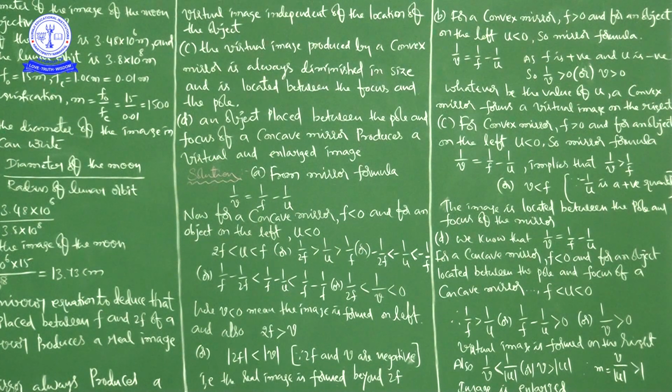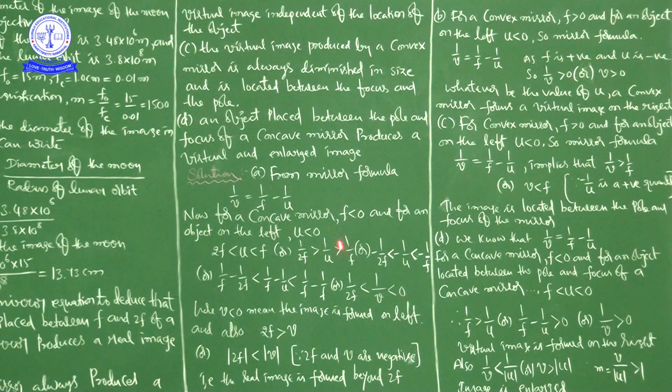So first we are going to discuss A. That is, an object placed between small f and 2 small f of a concave mirror produces a real image beyond 2f. So where did he keep the object? Between f and 2f of a concave mirror, right?